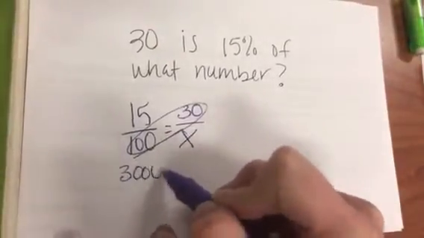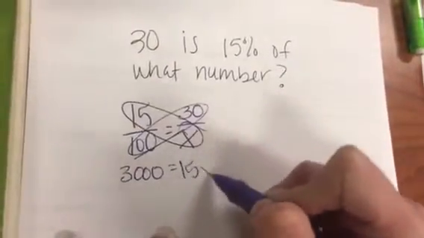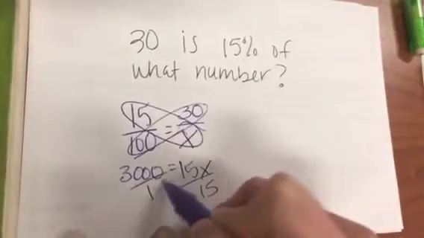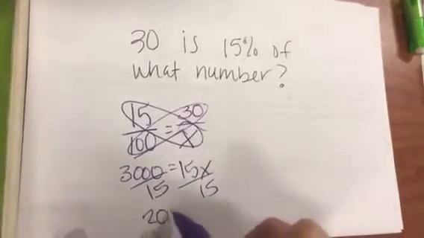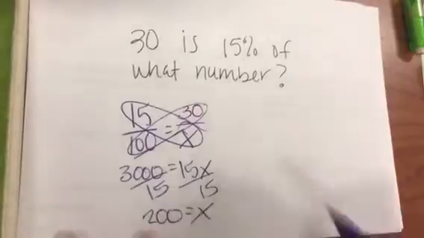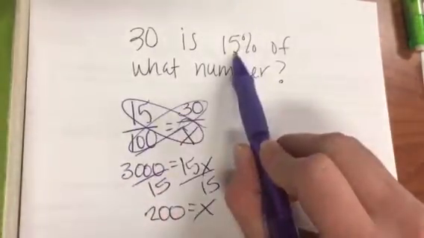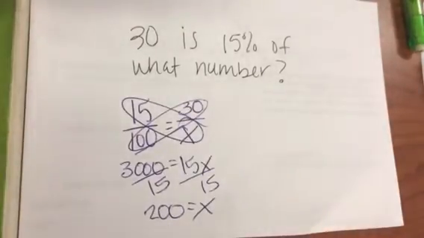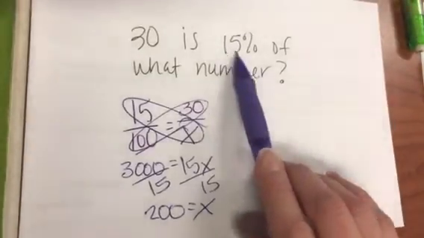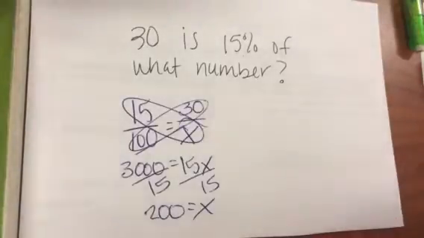That's going to give us 3,000 and 15X, and then we divide. Can you guys see it? 200, right? Yep. X is 200. So 30 is 15% of 200. Does that make sense? Yeah, think about it. Half of 200 is 100, right? A fourth of 200 would be 50. This is less than 25, so it's common. You've got to think logically as well.